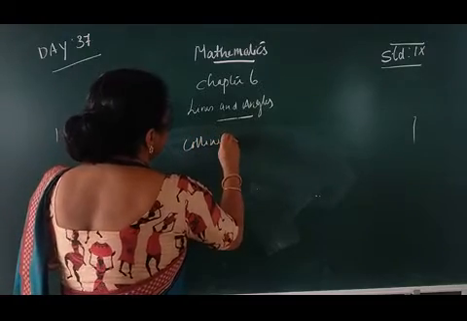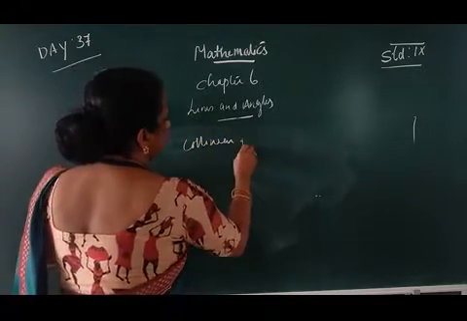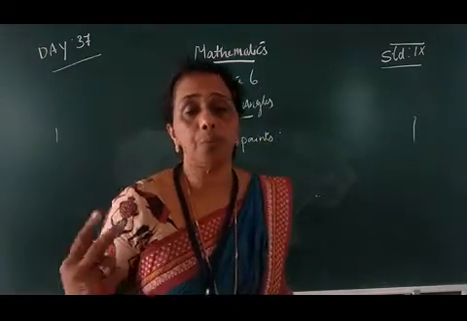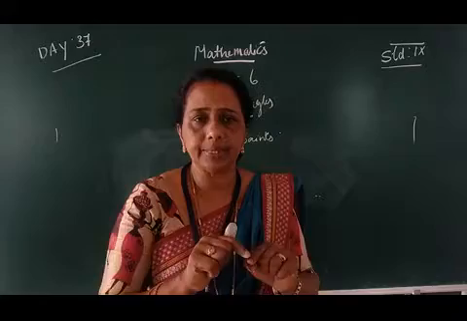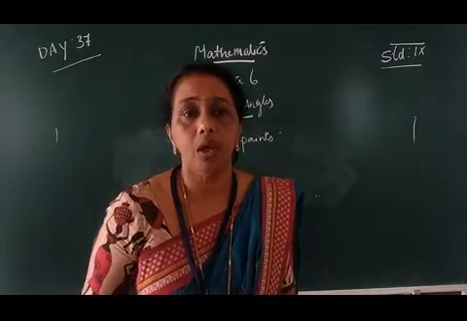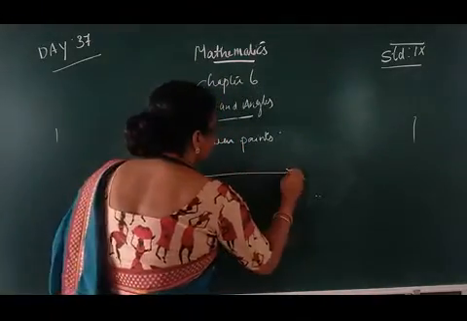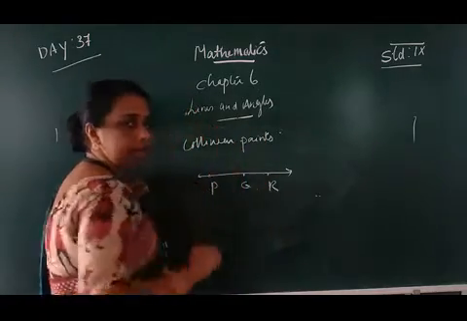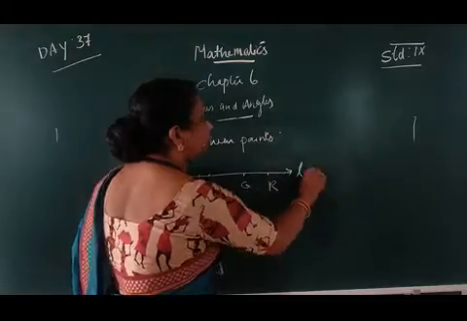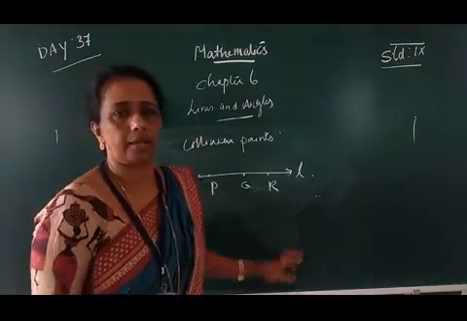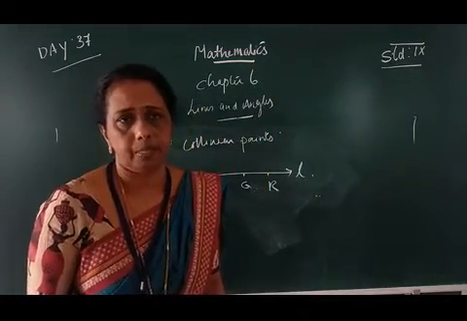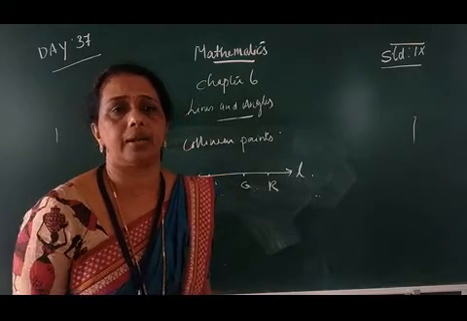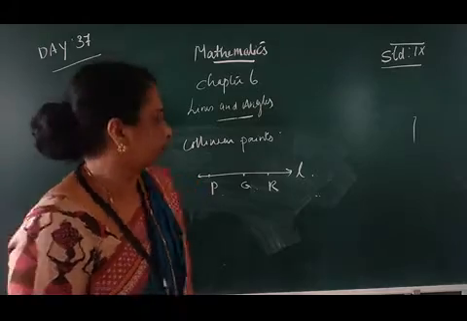What are collinear points? And non-collinear points, you already studied. If two or more points lie on the same line, then those points are called collinear points. This is a line L. Here P, Q, R are three points lying on this line L. Then we say that the three points are called collinear points.